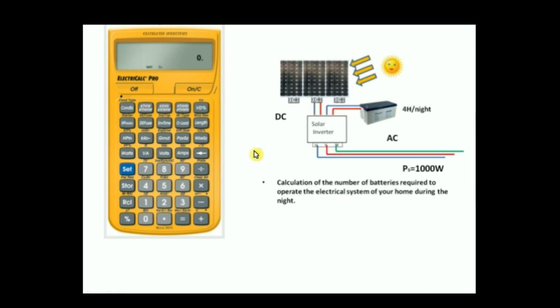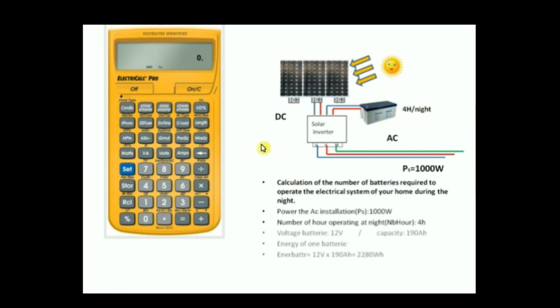So here's the example. We have the panel, the solar inverter, and the batteries, and we have to choose carefully the number of batteries required to feed our installation, which is 1000 watts during, for example, 4 hours at night. As you can see here, we have the power of the AC installation, which is 1000 watts, and the number of hours operating at night, which is 4 hours.